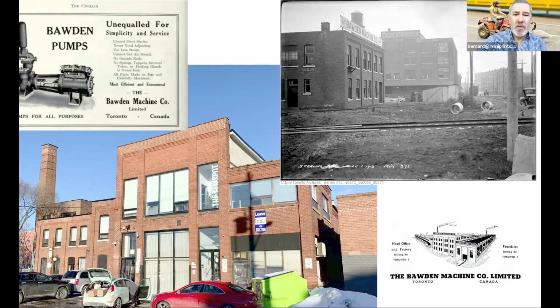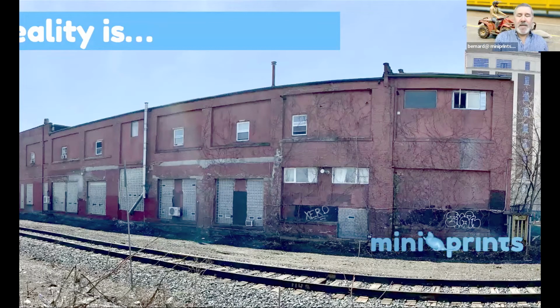So really good rail-served industry area in the past. And this is the building I'm in, 163 Sterling Road, formerly Bowden Machine Company. And I walked around to the back of it. And this is where my story really starts. This is where the reality story begins. Because I started to look at the back of this building with perhaps a bit of an eye towards, could I model it?